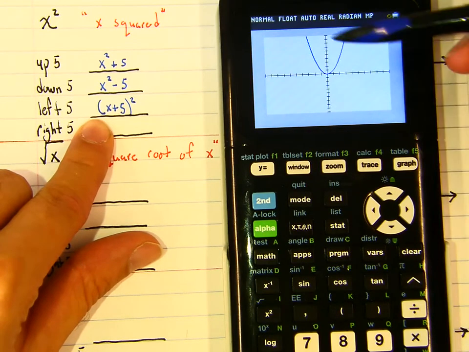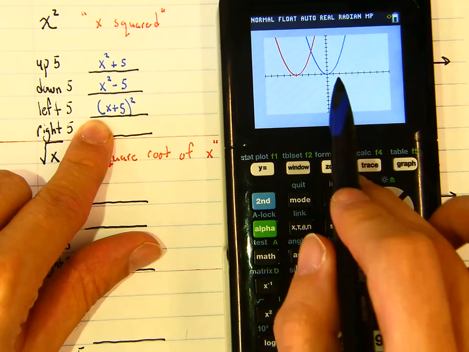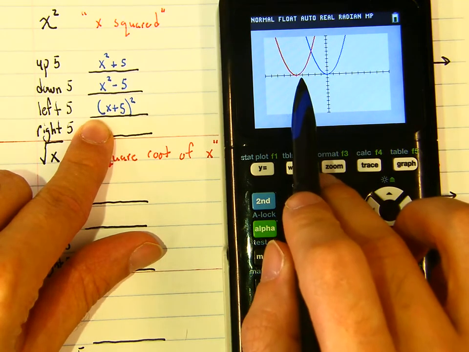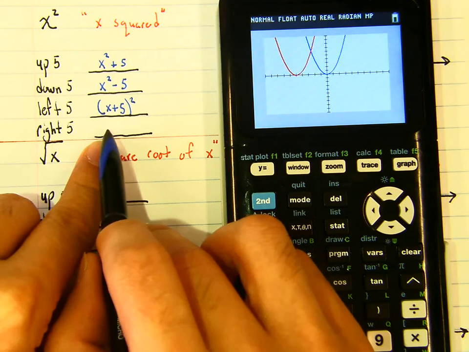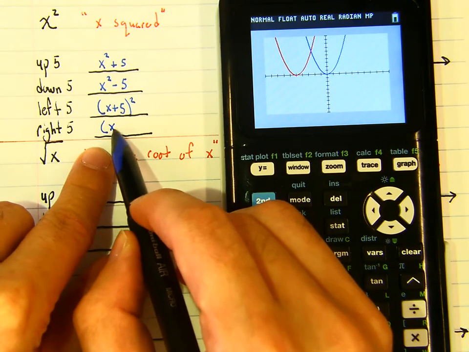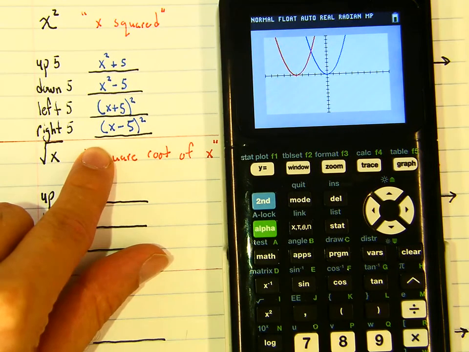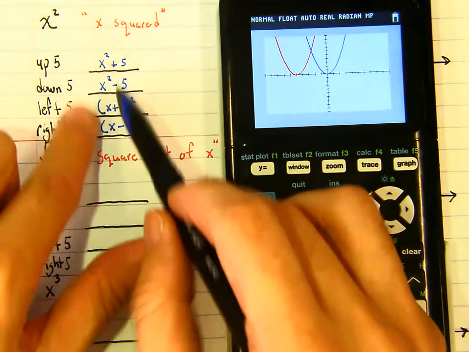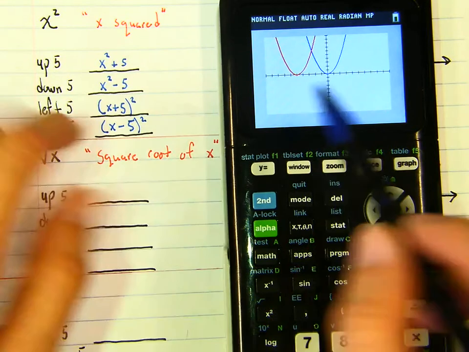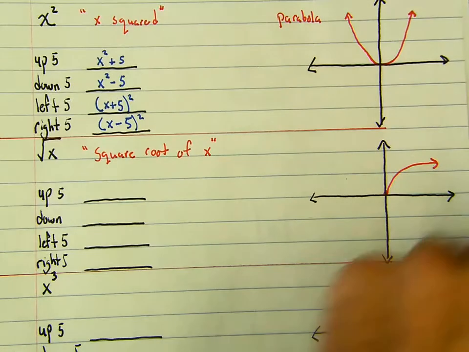And notice that blue is the original. And notice what happened to the graph. It moved 5 units to the left. And then how do you think I would do right 5? Make sure you can plug in all of these into your calculator, right? Okay, so this was x squared, and let's move on, right?